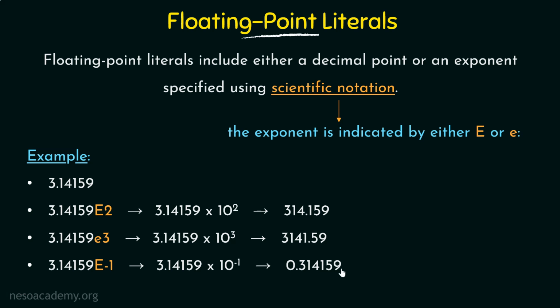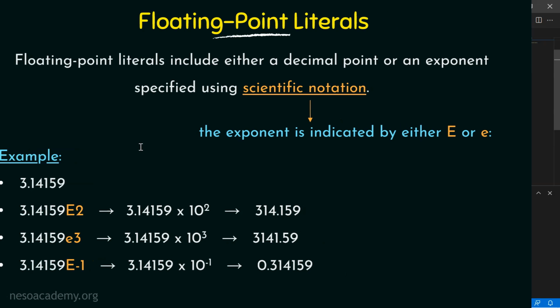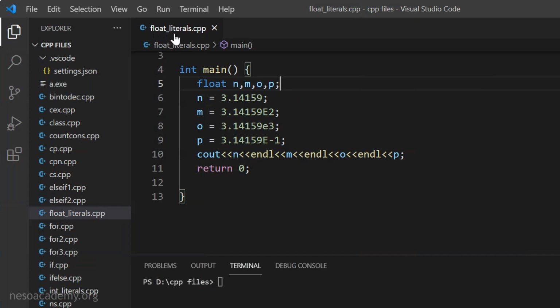So let us try to run these also in a program and see if it is working properly. Here I have a program called float_literals.cpp, and here I am declaring float variables n, m, o and p. To n I assign 3.14159, to m I assign 3.14159 e2, then o is equal to 3.14159 e3, and then p is equal to 3.14159 e minus 1. So let us see if the output is same like what we discussed in the example.